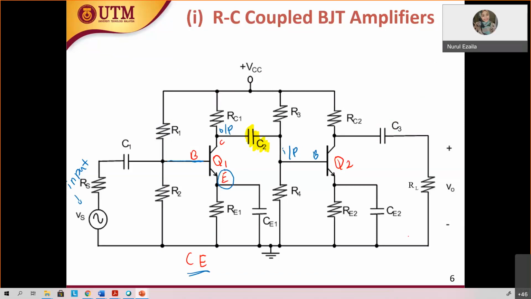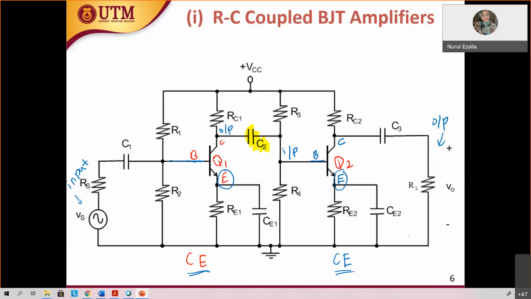All right. For the second stage, what common configuration? CE. Okay, correct. This is the collector, this is the base. The input is at the base, the output is at the load, at the collector. And what's left is the emitter. Therefore, this is common emitter. So this is a multi-stage amplifier with common emitter and common emitter.